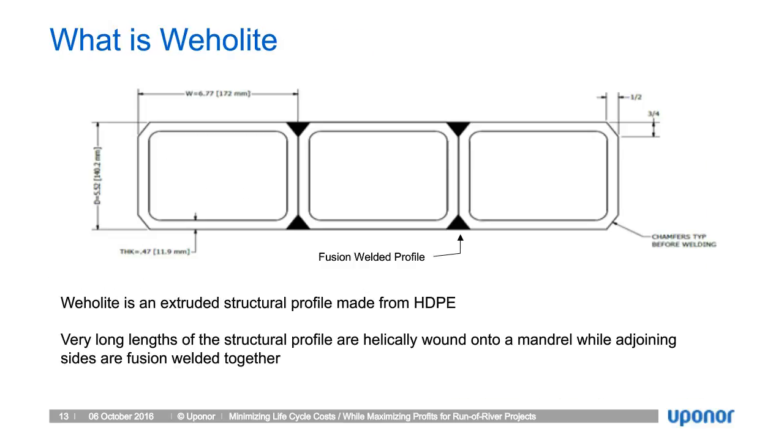So, getting into a little more detail of what Whalate is: Whalate is an extruded structural profile made from HDPE. We're taking the characteristics of high-density polyethylene and extruding it into a specific structural profile, in this case a closed profile, which allows us to increase the structural integrity of the material. When we extrude this, we produce very long lengths of the structural profile, and we helically wind it onto a mandrel. While winding it, we're fusing the sides together to produce a continuous pipe structure.